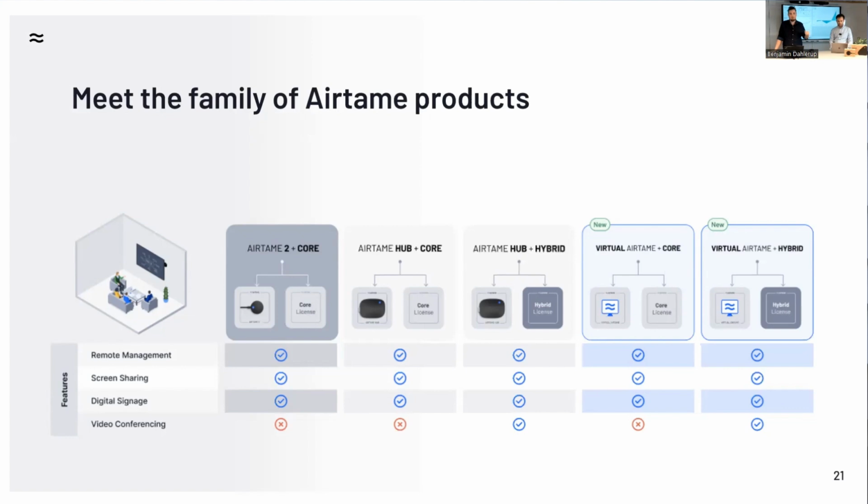But with these 5 different combinations of hardware, either Airtame hardware or your existing hardware, and our 2 different licenses, you can basically customize exactly what each of your screens will need in your organization, and be able to roll out a very custom plan for your organization. So again, you could have 100 screens and mix and match between these 5 different products.